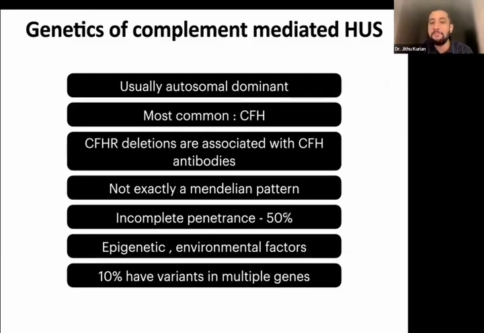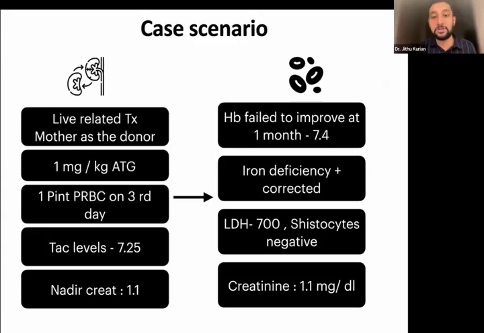It is not a Mendelian pattern of inheritance. The penetrance is just 50%. So you need to have the genetic factor, and in addition, there are a lot of epigenetic and environmental factors which can result in the clinical manifestations. Some patients can also have two gene mutations.